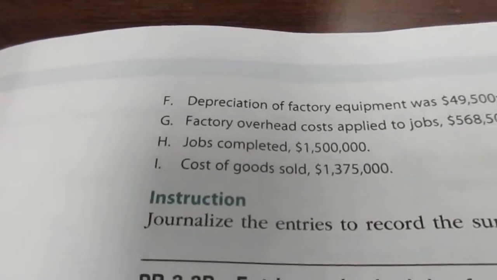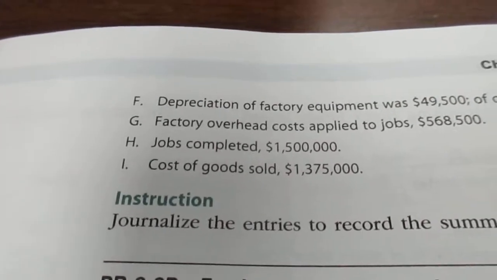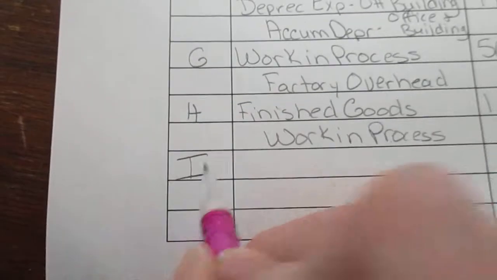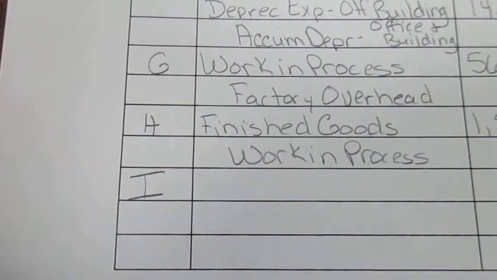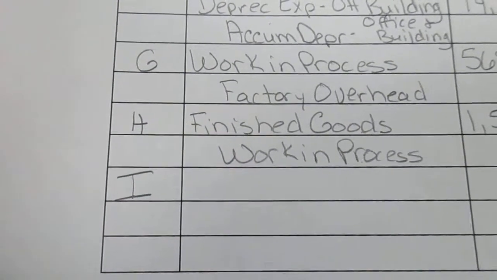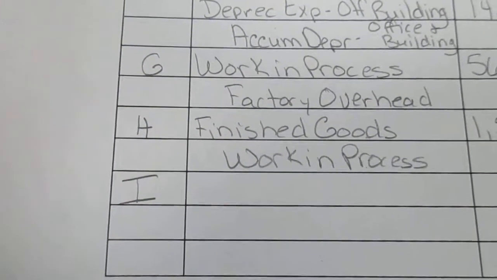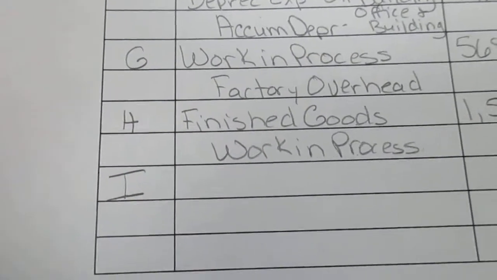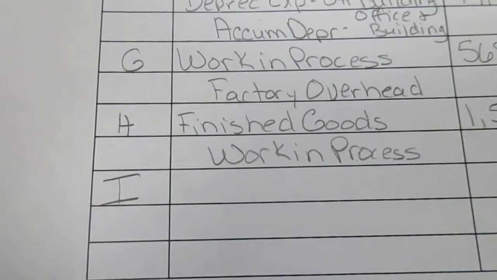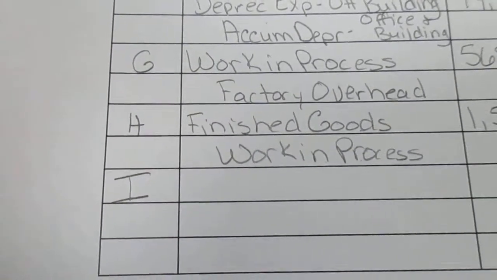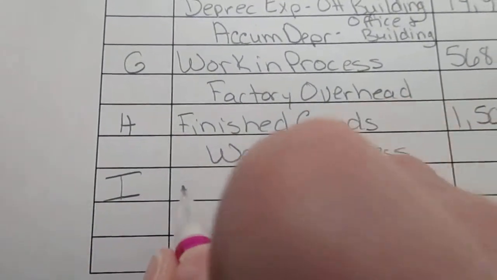And then last but not least, cost of goods sold, $1,375,000 for letter I. So in this case, we're moving that cost that we've been tracking all this time from our finished goods into our cost of goods sold. Okay, we no longer have these items in our inventory. So finished goods is our inventory that we're ready to sell. We no longer have it in there. We've sold it, so we need to move it to cost of goods sold.